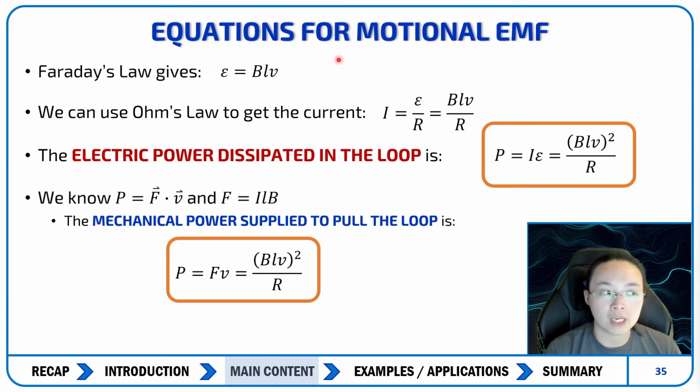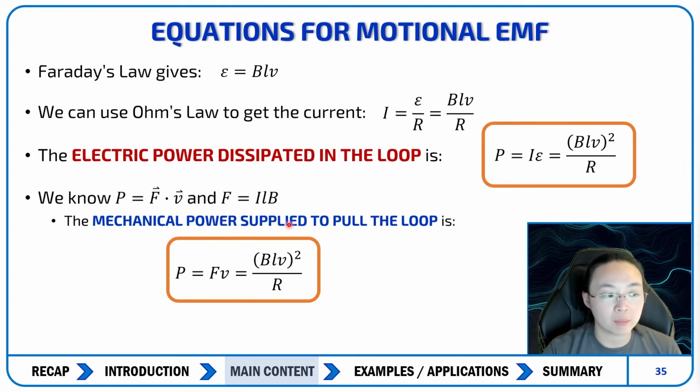So for the equations for motional EMF, we have Faraday's law giving epsilon, the induced EMF, equal to BLv. We know another way to represent this: I equals epsilon over R, and we get BLv over R. If we combine both of these equations, we can multiply I and epsilon to get B squared L squared v squared over R, and that gives us the electric power that's dissipated in the loop. There's another way to write this as well, because we also have an equation for force and power: power is equal to force dotted with v, and then we have F equals ILB.